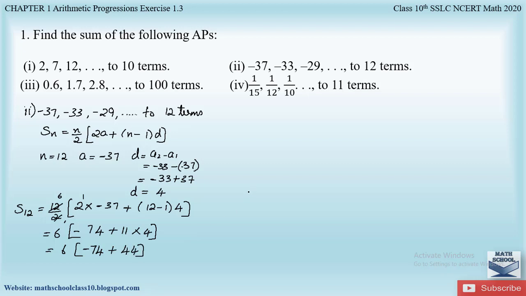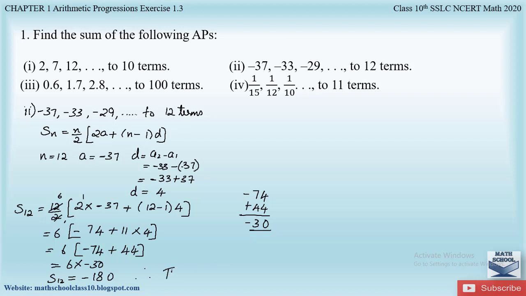So subtracting minus 74 and plus 44: 4 minus 4 is 0 and 7 minus 4 is 3. The minus sign will come here since the greater number is minus 74. Therefore we will get 6 into minus 30. If we multiply this, plus into minus is minus, 6 zeros are 0, 6 threes are 18, that is minus 180. S12 is equal to minus 180. So let us write down the result.